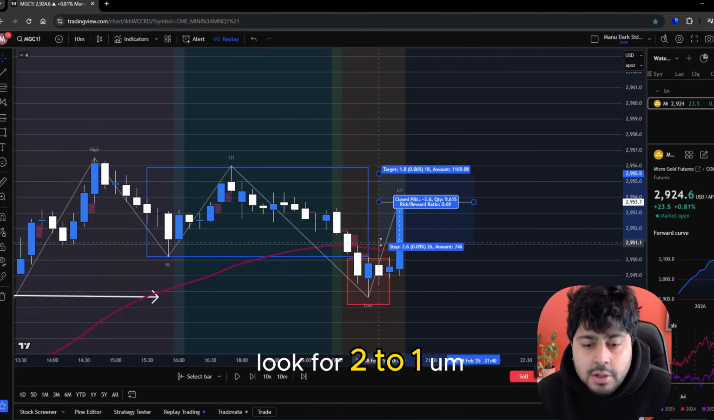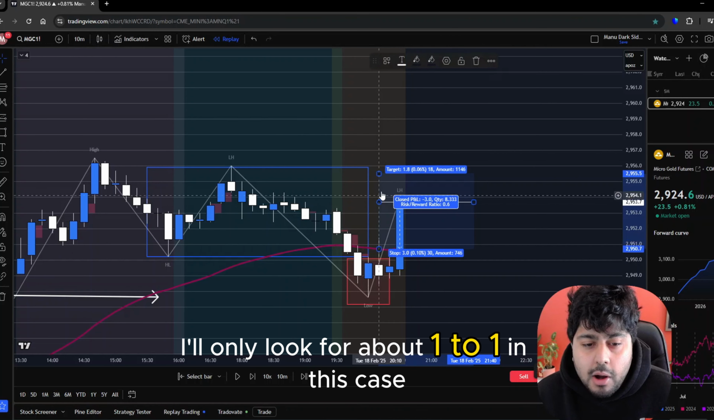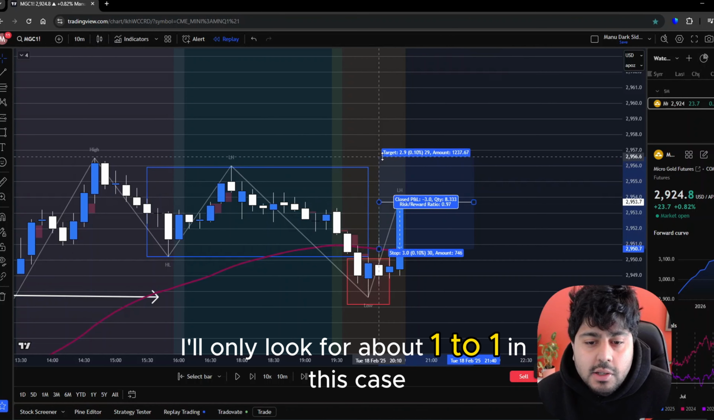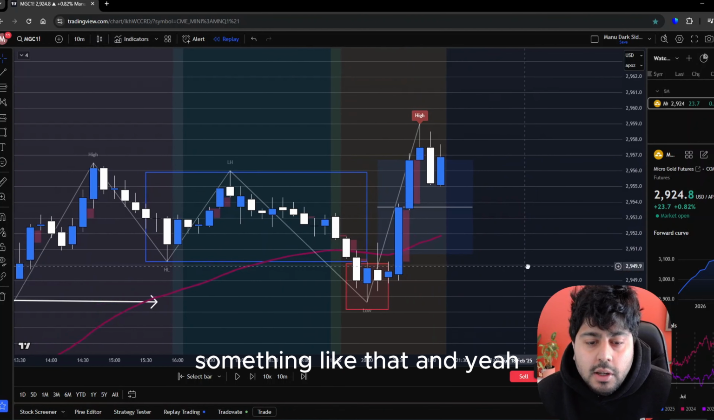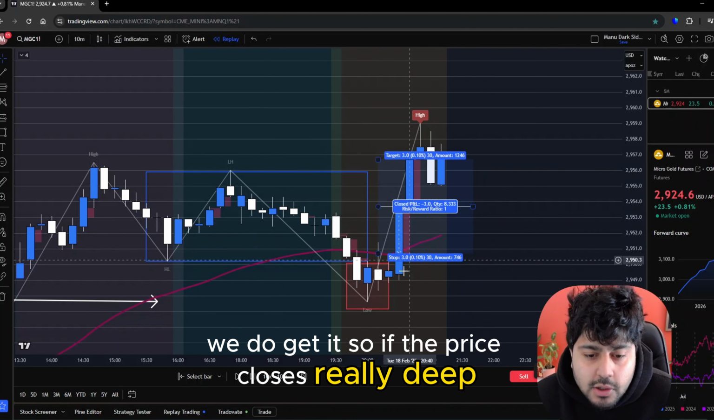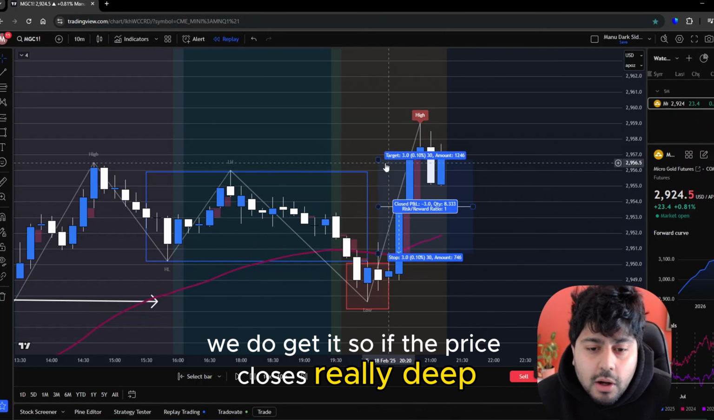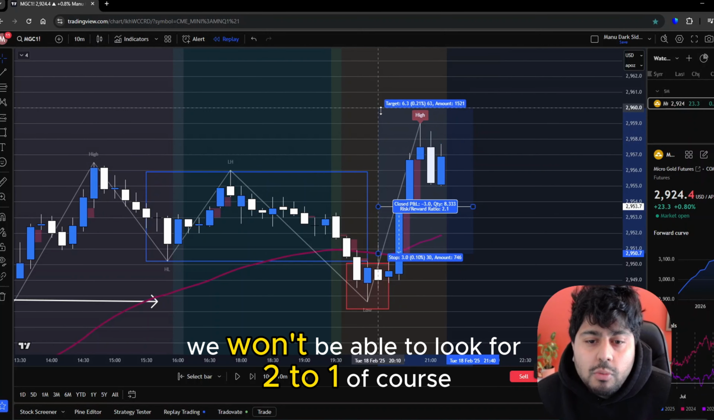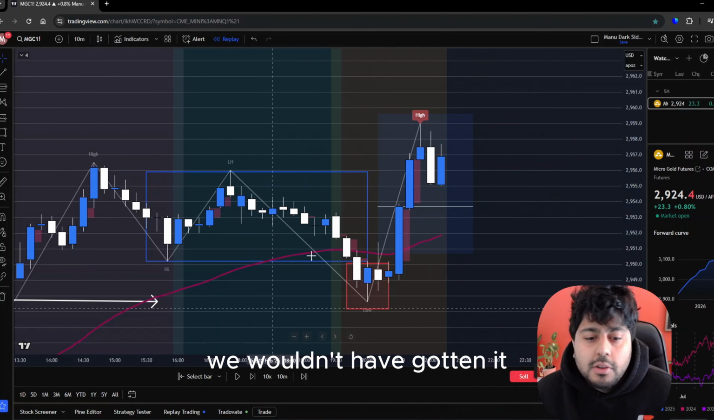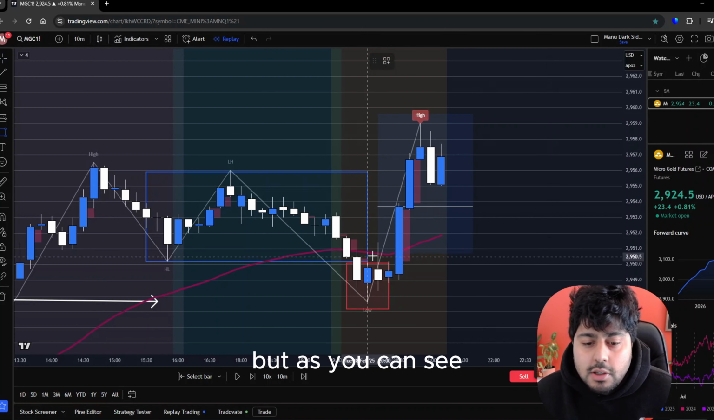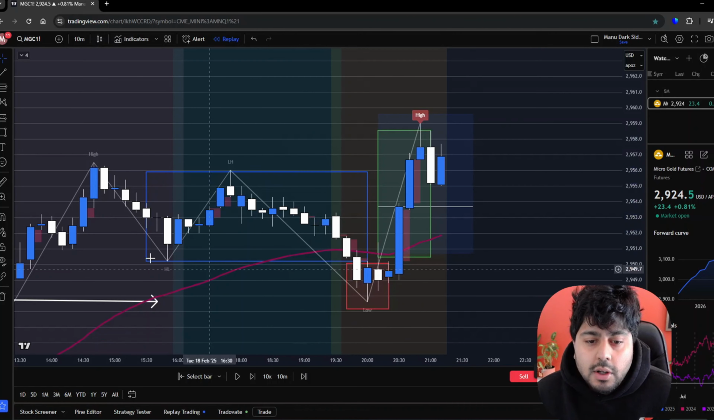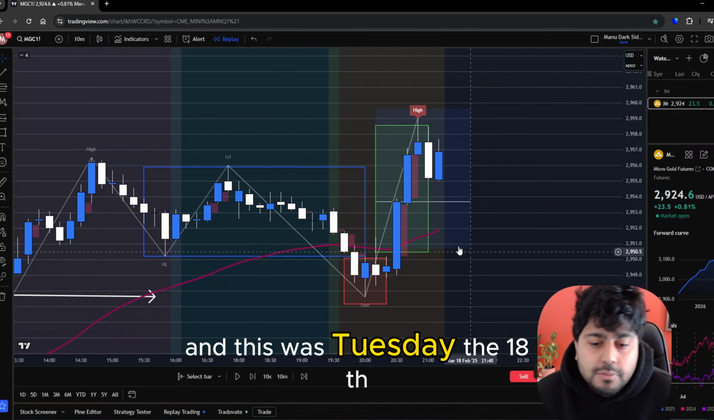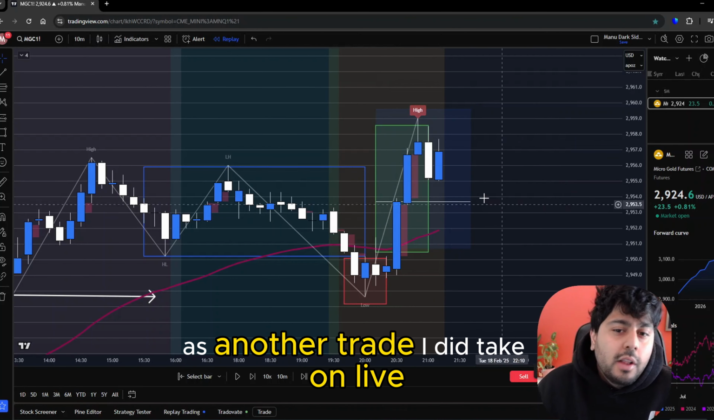I'll only look for about 121 in this case, something like that, and yeah, we do get it. So if the price closes really deep, we won't be able to look for a 2-to-1. Of course, we wouldn't have gotten it. But as you can see, the price distributed very quickly above. And this was Tuesday the 18th, as another trade I did take live.